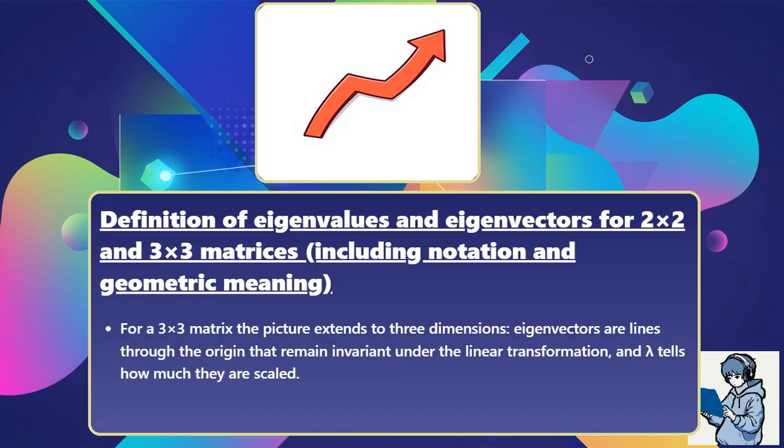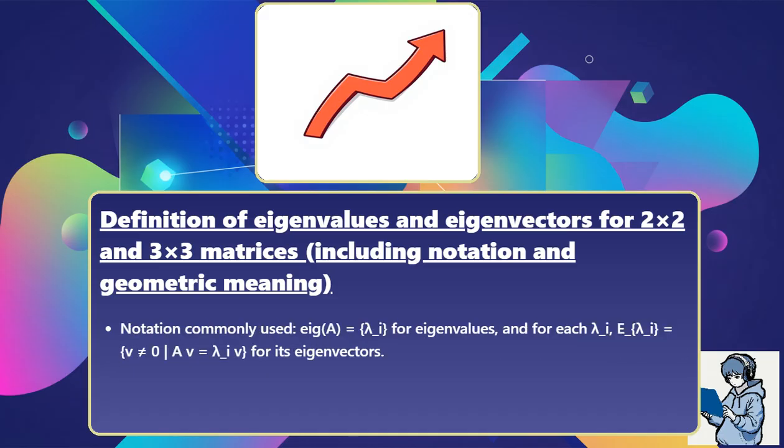For a 3x3 matrix, the picture extends to 3 dimensions. Eigenvectors are lines through the origin that remain invariant under the linear transformation, and lambda tells how much they are scaled. Notation commonly used: Eig(A) equals the set of lambda sub i for eigenvalues, and for each lambda sub i, E sub lambda sub i equals the set of vectors V not equal to 0 such that A V equals lambda sub i times V for its eigenvectors.